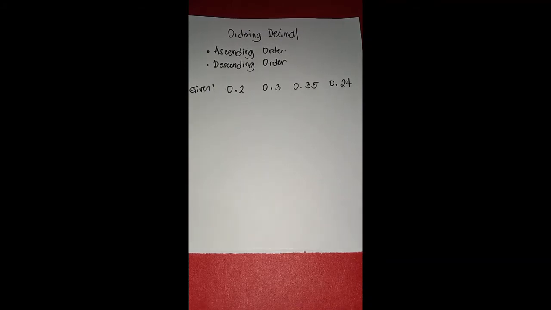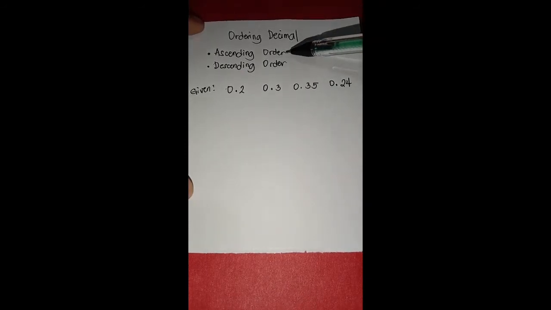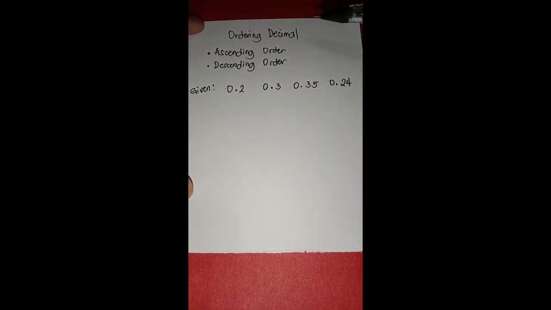Okay, so now we are in ordering decimals. So when we say ordering, meron tayong tinatawag dito na ascending order and descending order. So wherein when we say ascending order, this is the smallest to greatest. And then descending order is the greatest to smallest or lowest.